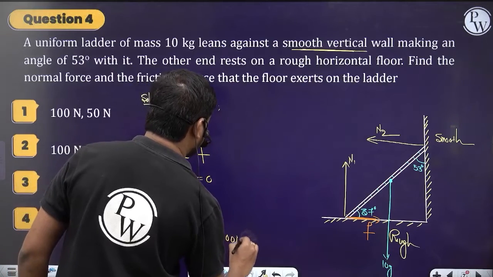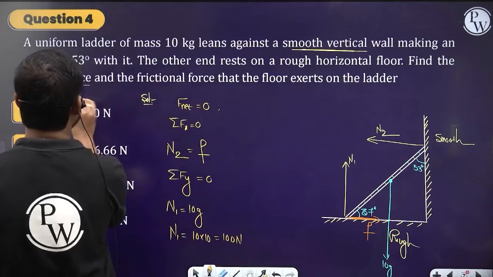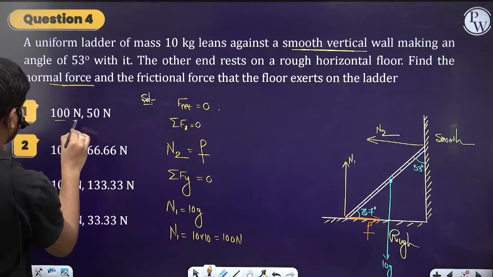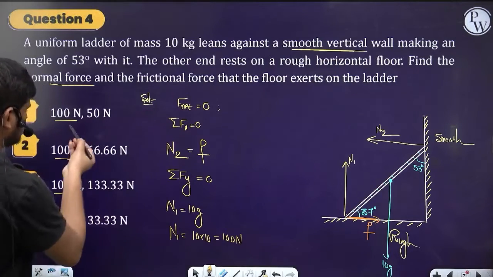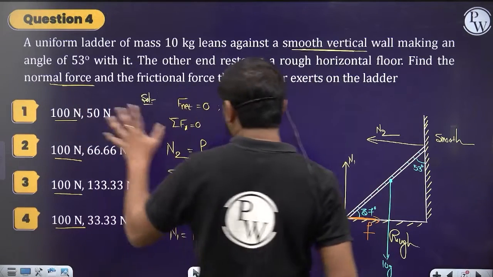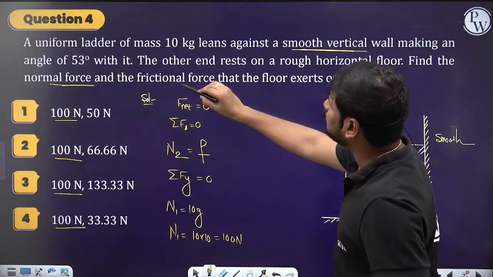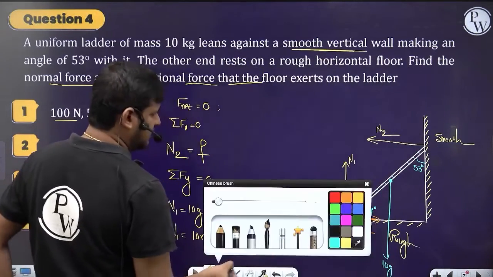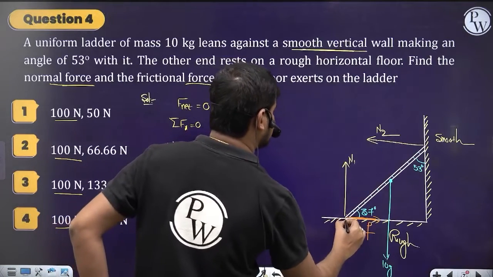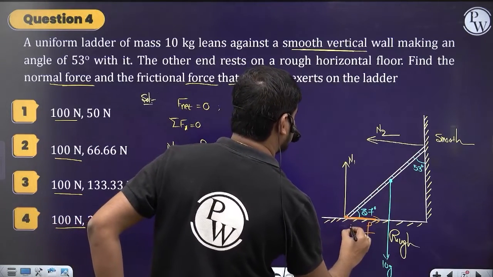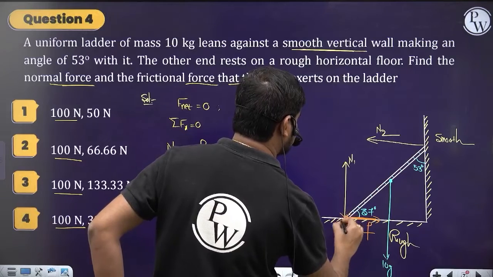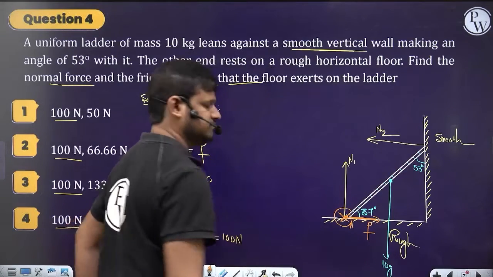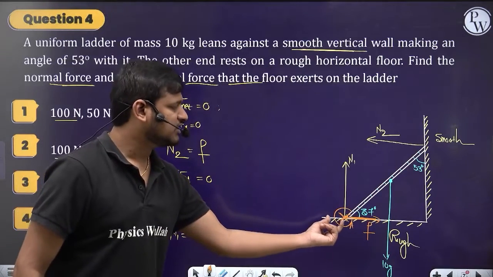So directly you can find the normal force. The first option is 100, and the second also 100, so you can't eliminate any option. Directly you should go for the second one. Now you have to find the frictional force. For the frictional force, I am going to take the torque about, let this be point A. Let's take the torque about this point.